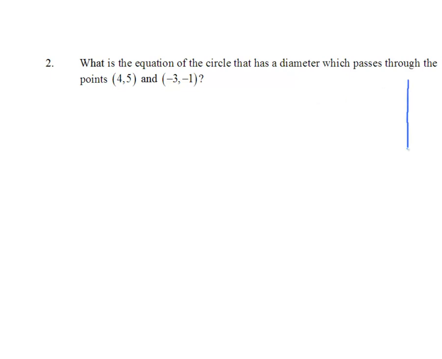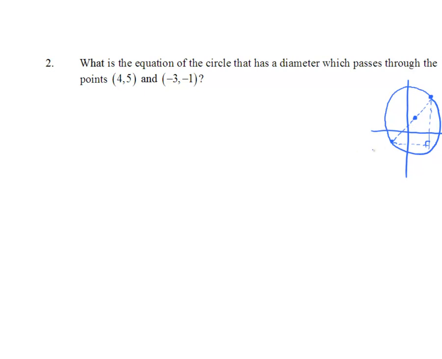So we are going to sketch it again. We have 4 comma 5, which would be up here somewhere. Negative 3, negative 1 down here somewhere. And that's the diameter, so it's going to pass through both of those. And you should realize that the line that connects those two has to go through the center, which is going to be somewhere in here. So the middle of that line is the center, and we're going to use this idea to find the distance of the diameter, and divided by 2 we get the radius.